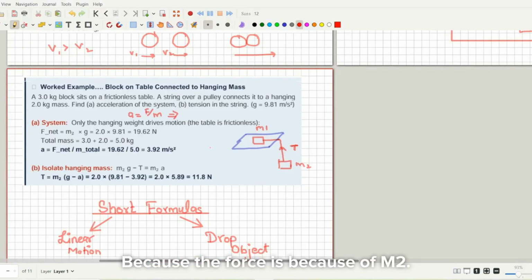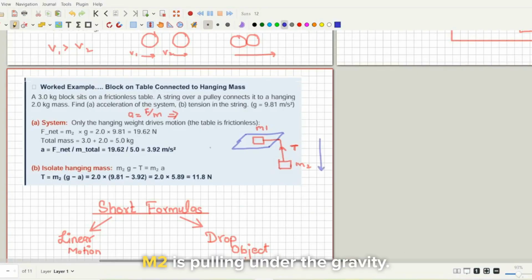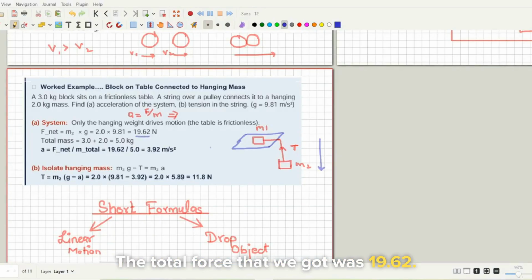Because the force is because of m2. m2 is the one that is pulling downward, not m1. m2 is pulling under the gravity. That's why the force is because of m2. We used mass 2 and the gravity g. The total force that we got was 19.62.